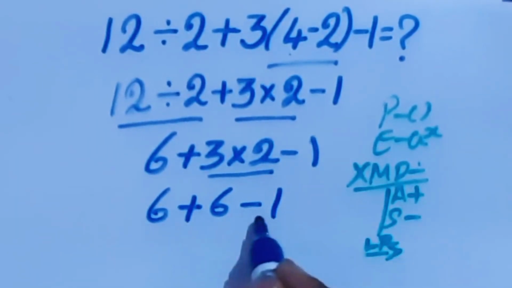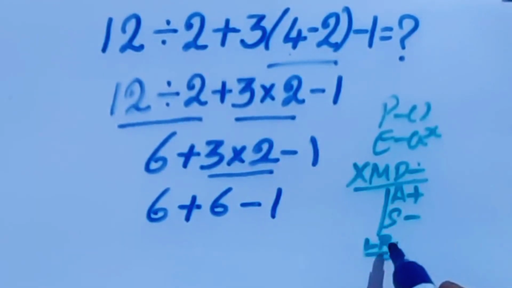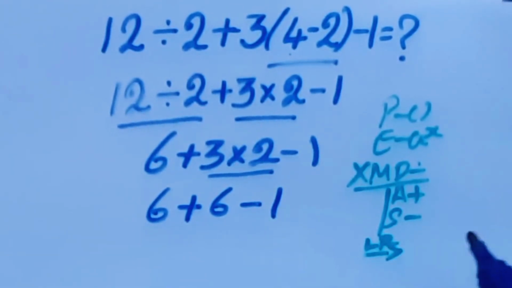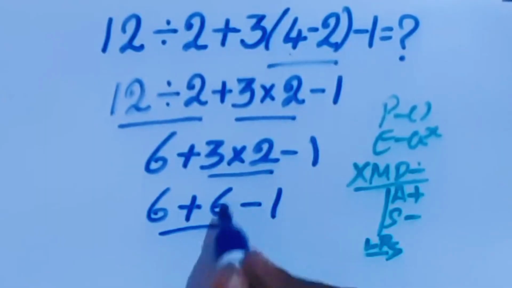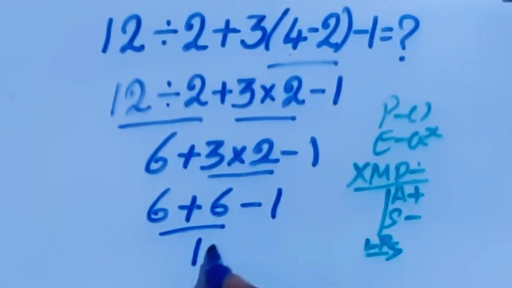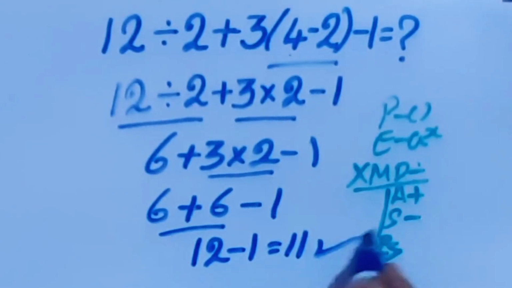Here we have addition and subtraction. Both are equal priority. For this we are going to follow the left to right rule. Left to right is 6 plus 6. 6 plus 6 is 12 minus 1. Here 12 minus 1 is 11, which is the correct answer.